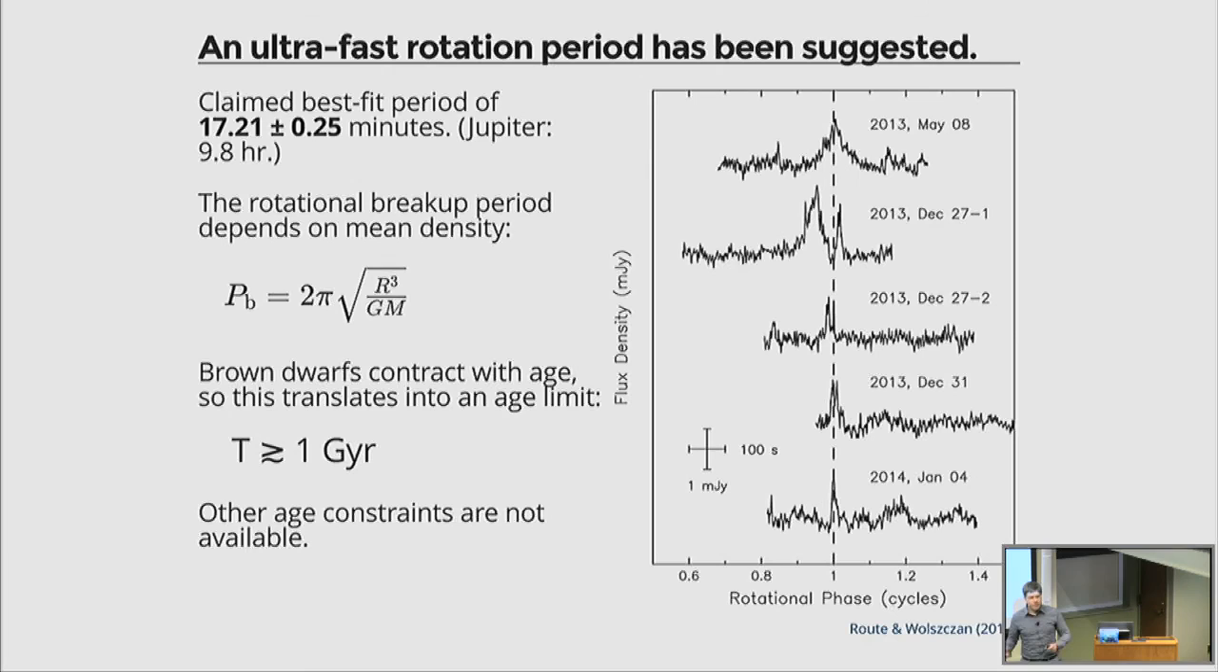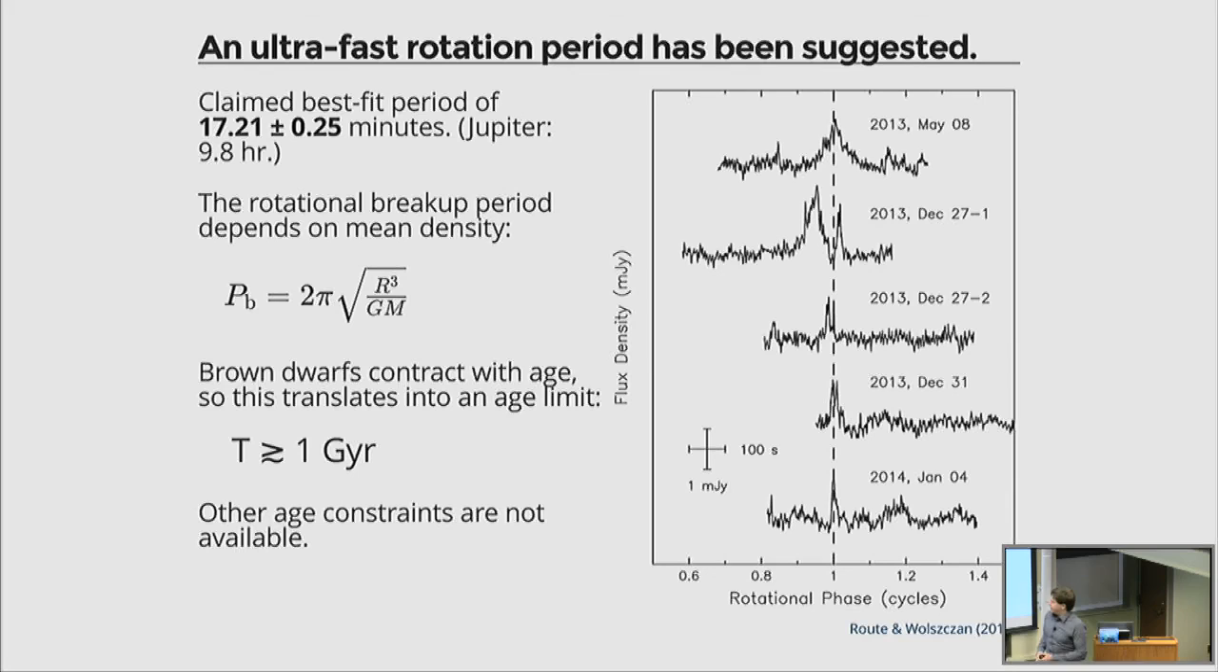It's interesting, though: for brown dwarfs, the breakup period depends on the mean density, but because brown dwarfs contract as they age, we don't know what that is. If we had age constraints, maybe we'd know. But we can't actually say how oblate this thing is or whether it is totally impossible for it to be rotating at this rate. But we can say, if you believe this number, then it's about a gigayear old.